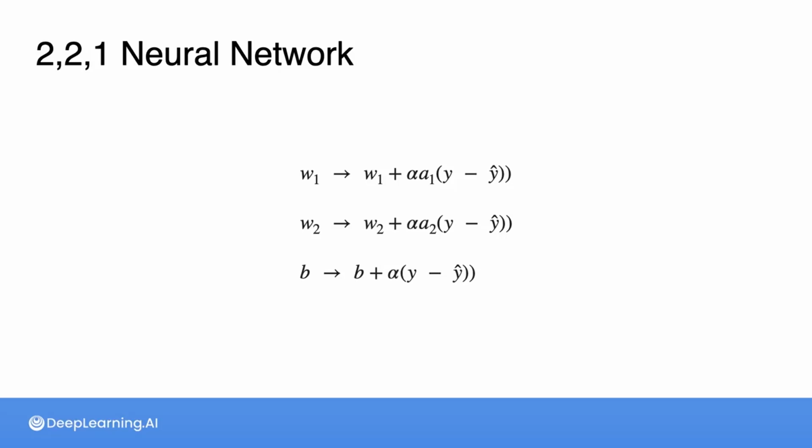So in short, we've seen how to update each one of the weights and bias of the neural network. So when we do this, we actually get a much better set of weights and biases. And that's how you train a neural network.